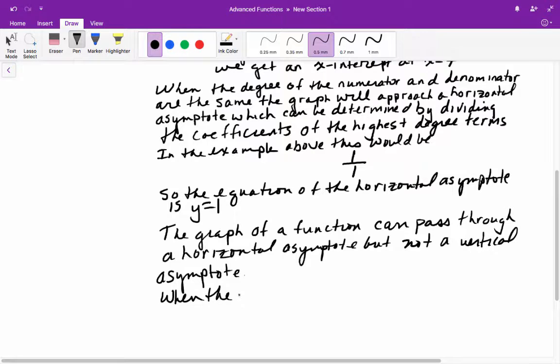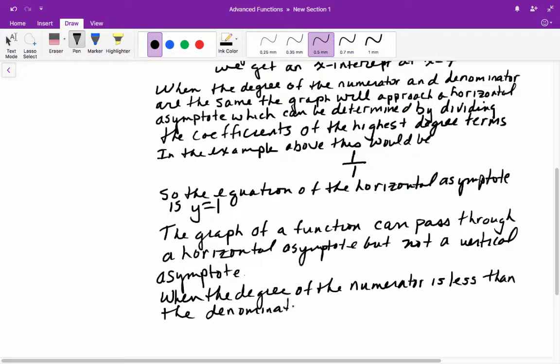When the degree of the numerator is less than the denominator, the x-axis is a horizontal asymptote for the function.